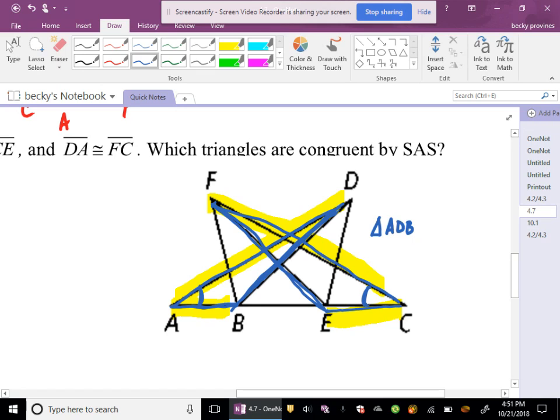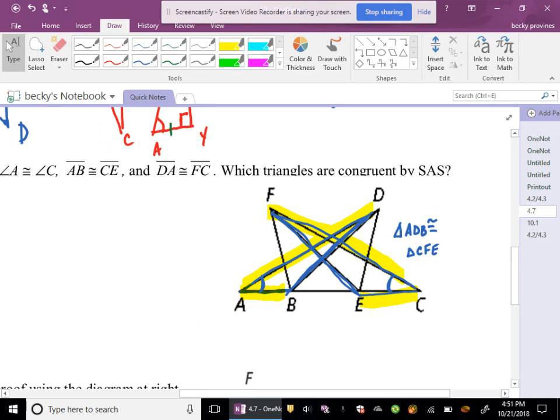So the other triangle's name is, and let's just practice this. Let's put them in corresponding order and write a congruency statement. So I started with A and then went up to D, then to B. So I would start with what corresponds to A, and that would be C. What corresponds with D? Hopefully you're thinking F. And B corresponds with E.